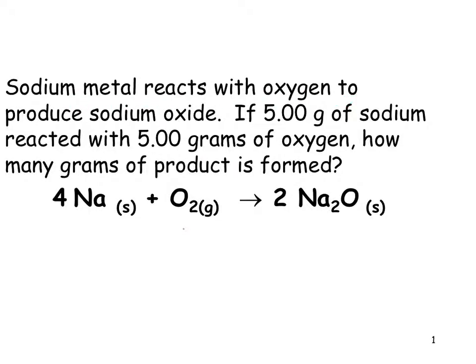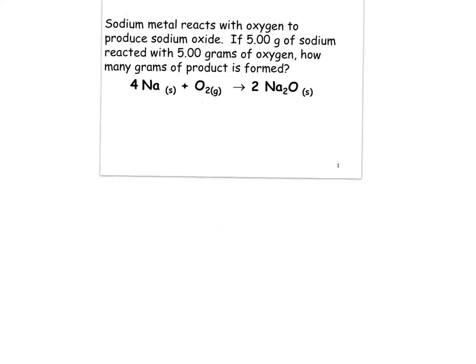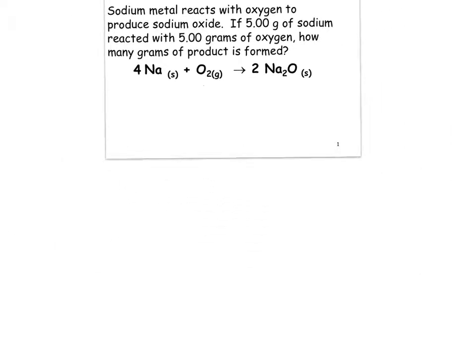Sodium metal reacts with oxygen to produce sodium oxide. If 5 grams of sodium is reacted with 5 grams of oxygen, how many grams of the product are formed? So let's try and work underneath the equation like usual.